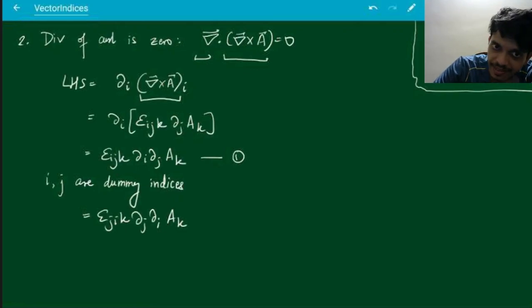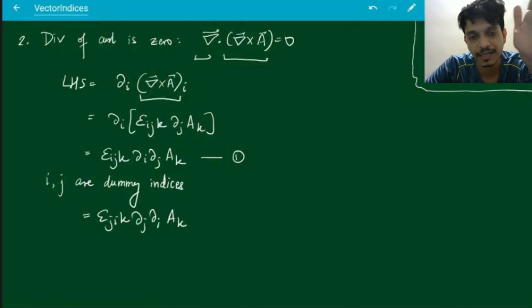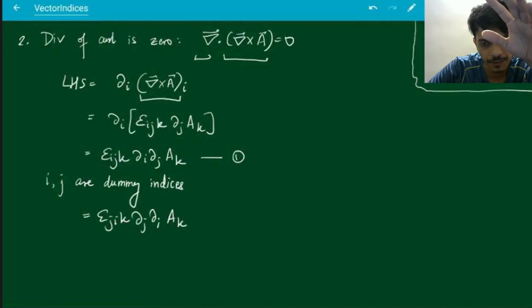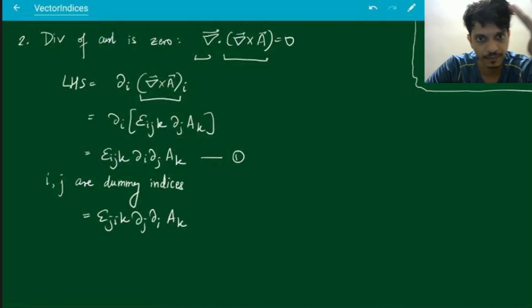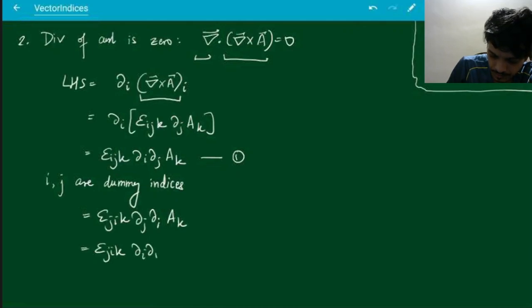Now derivatives with respect to j and i, they commute. In general, whether I take the partial derivative first with respect to x, then with respect to y, or first with respect to y, then with respect to x, that order doesn't matter. So del j del i I can write simply as del i del j, no problem.